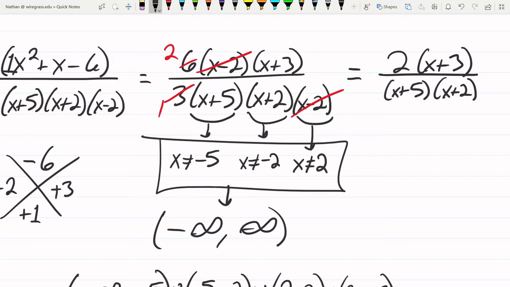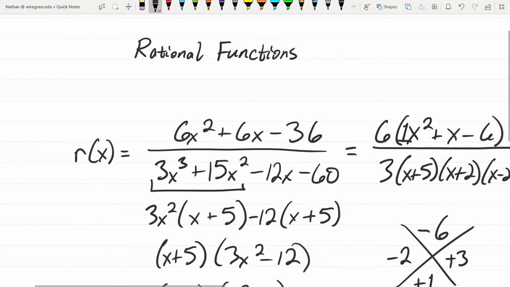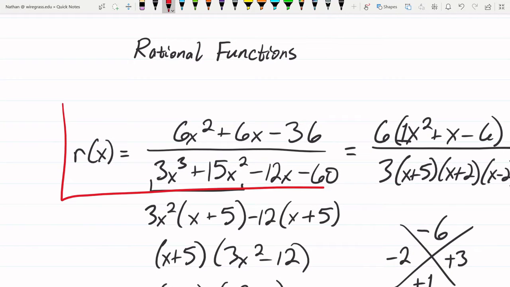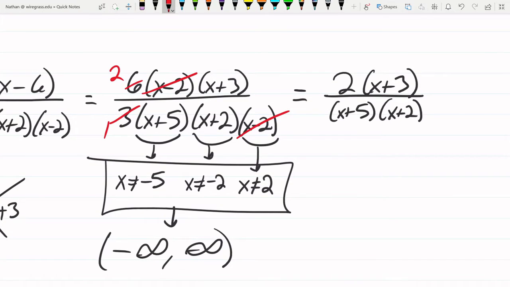Now we have to exclude the positive 2, even though it gets removed by the division. That's because we still have a 0 in the original problem, the original one that's given to us, r of x here. This still has an issue with x equal to 2. It'll give us 0 in the denominator. So any value of x that gives you 0 in the denominator, that gets removed when you simplify it, like we did here with x minus 2.